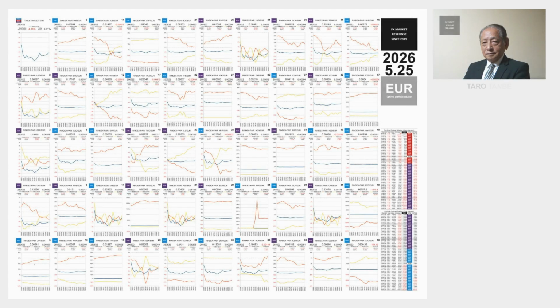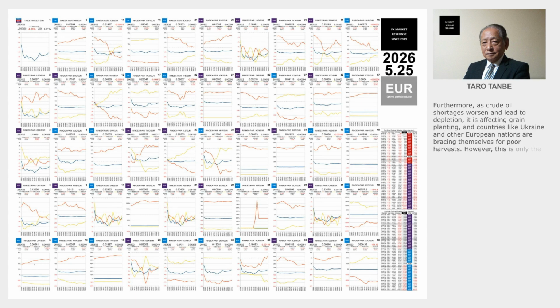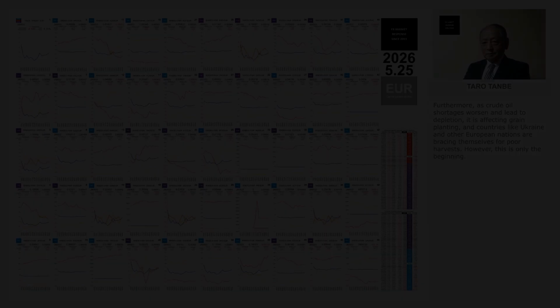Furthermore, as crude oil shortages worsen and lead to depletion, it is affecting grain planting, and countries like Ukraine and other European nations are bracing themselves for poor harvests. However, this is only the beginning.